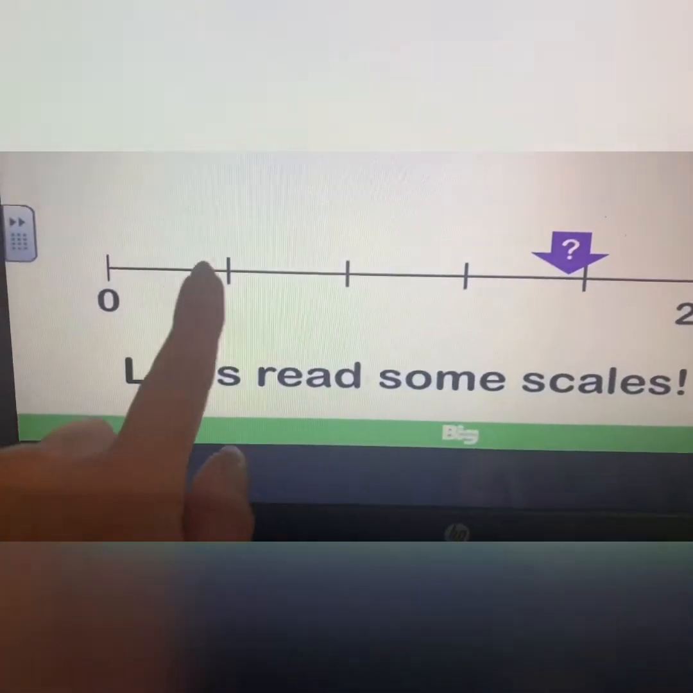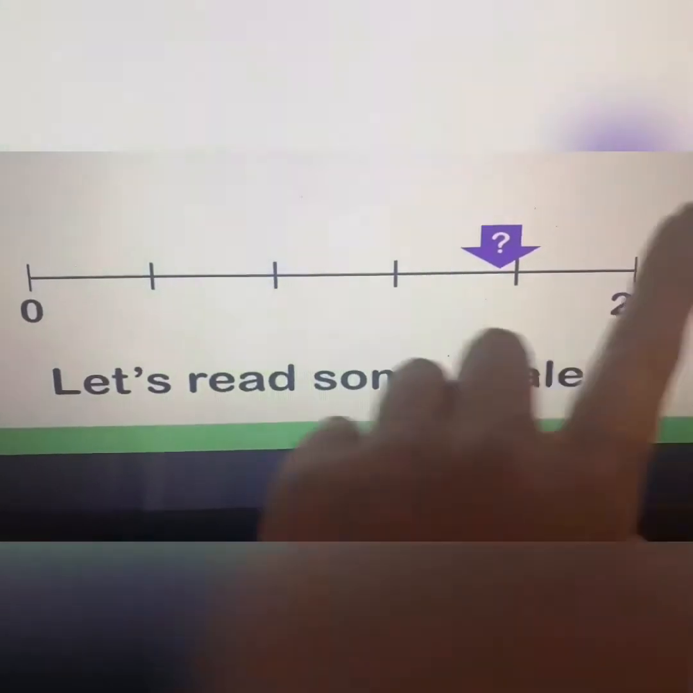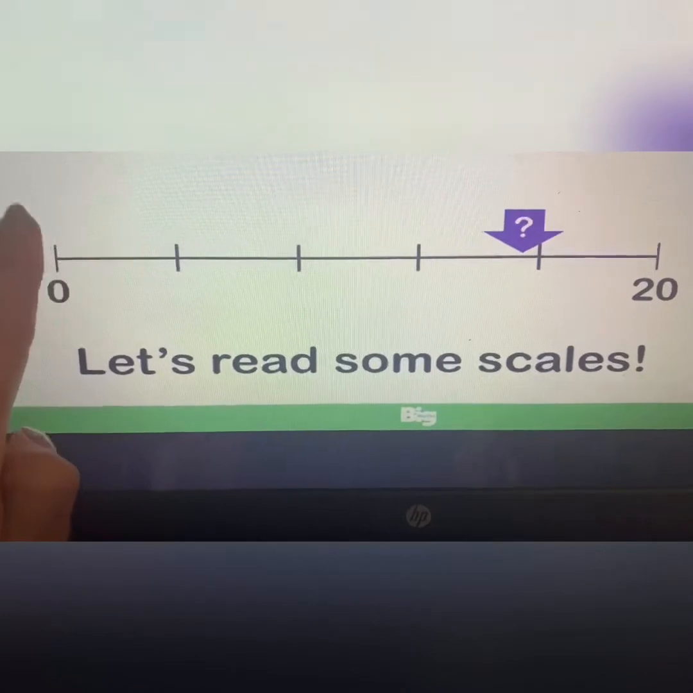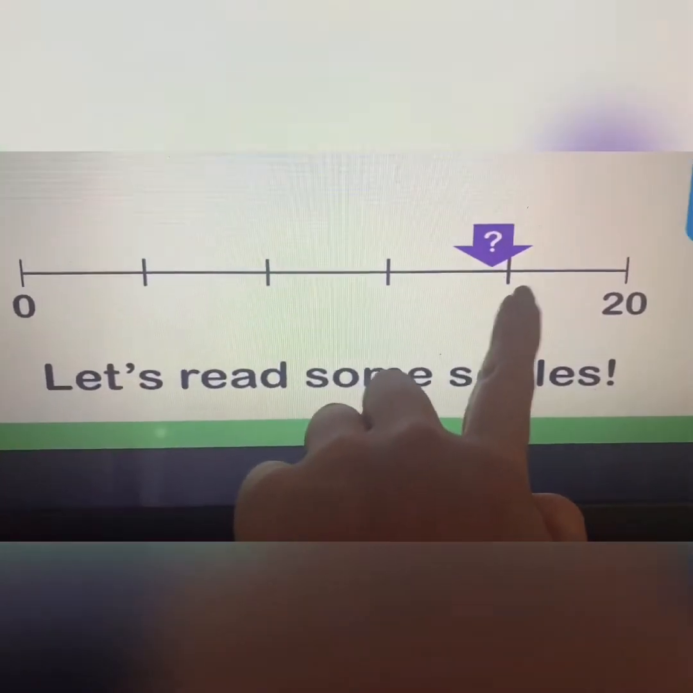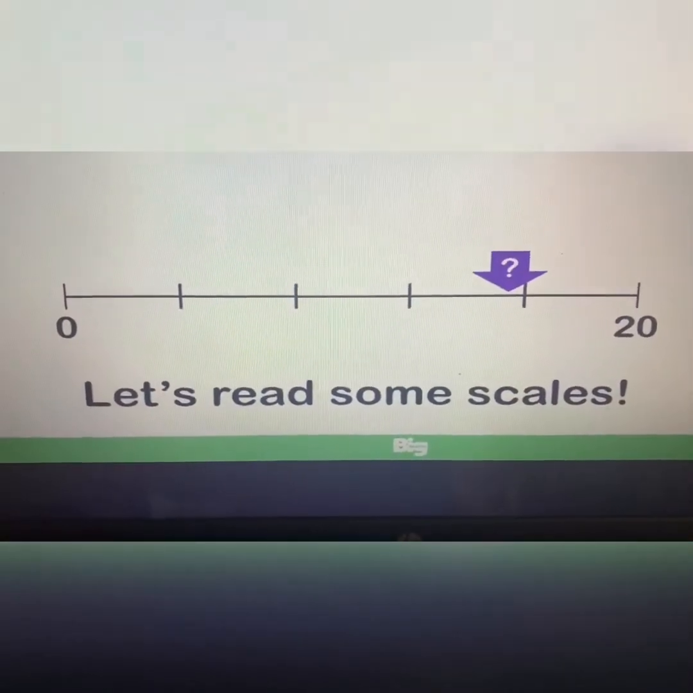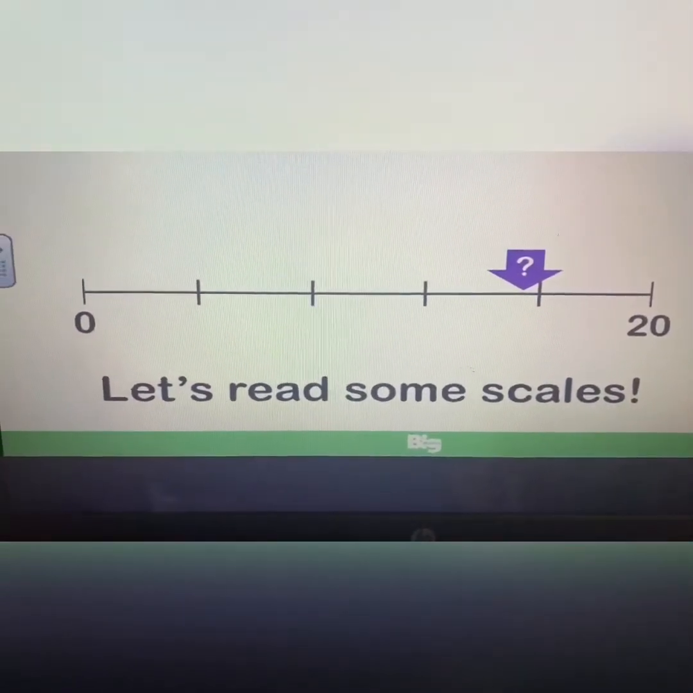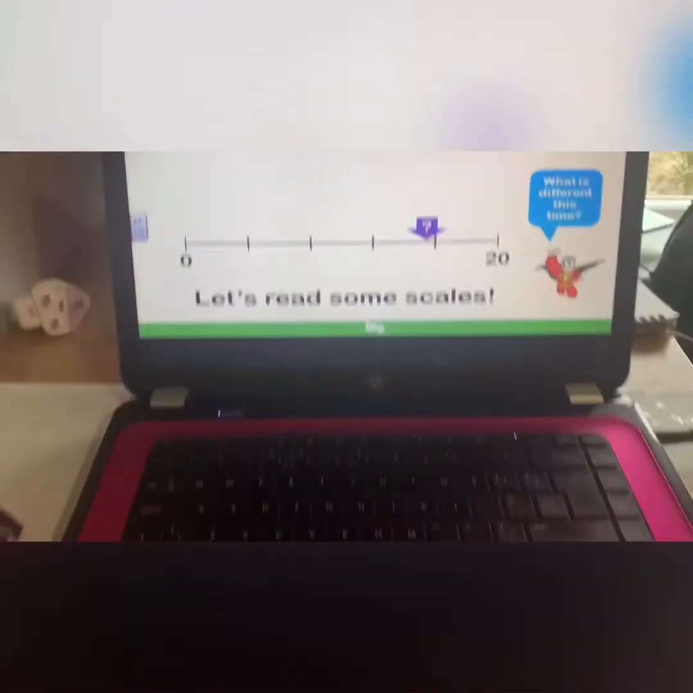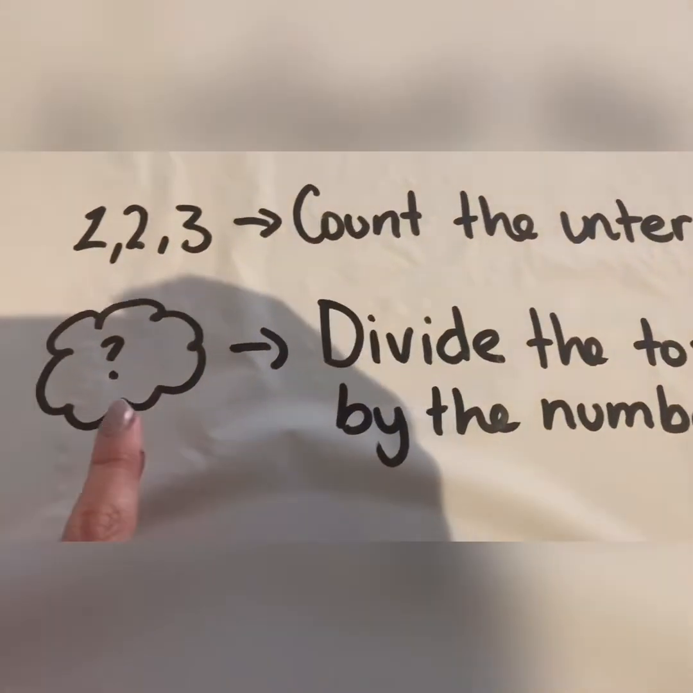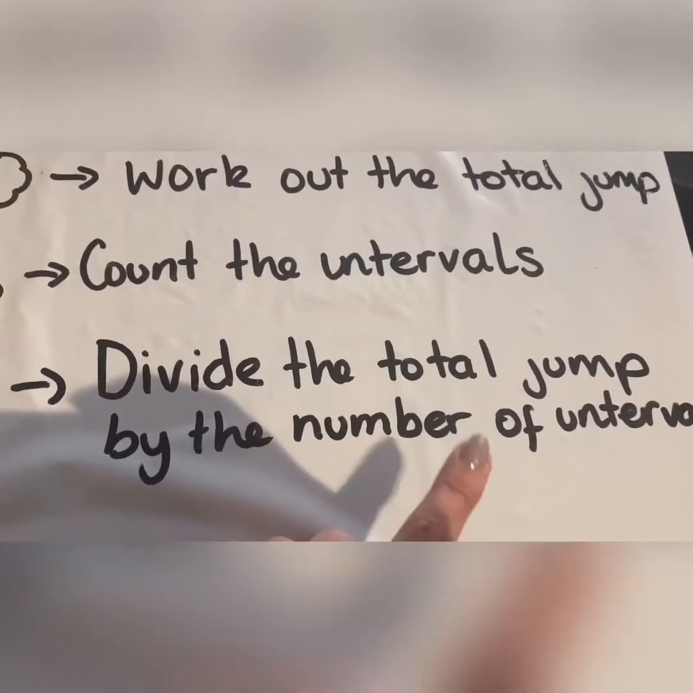So let's count them. 1, 2, 3, 4, 5. Remember, never count the first line. So we have 1, 2, 3, 4, 5. So our number line has been split into fifths again. So I know I'm going to be using my knowledge of the 5 times table to help me solve the next step. So what do we need to do? You're right, we have to divide the total jumps by the number of intervals.